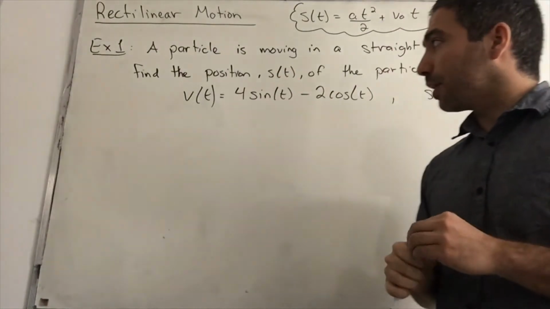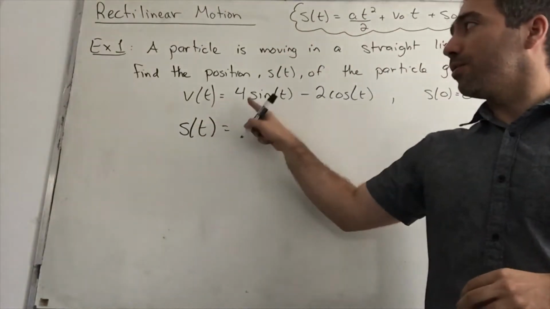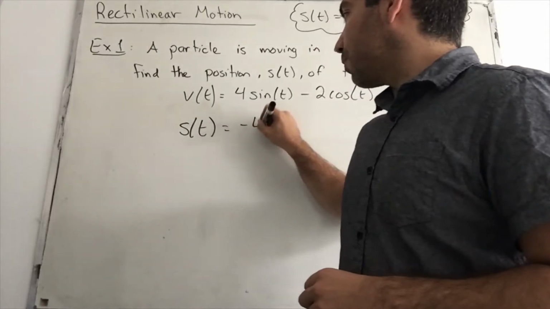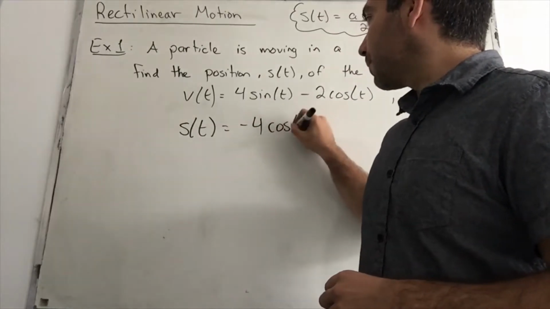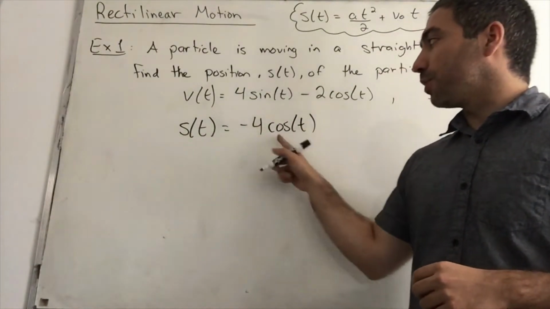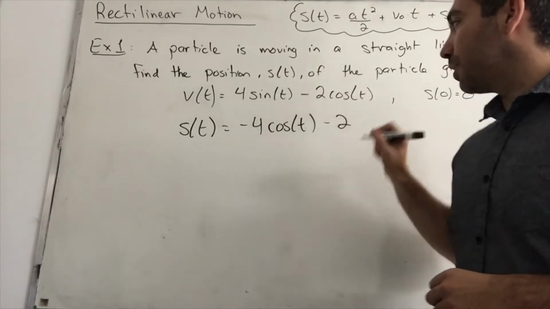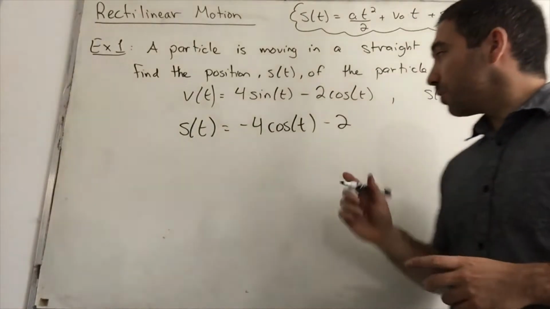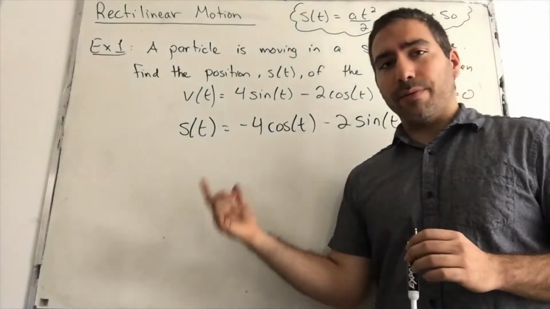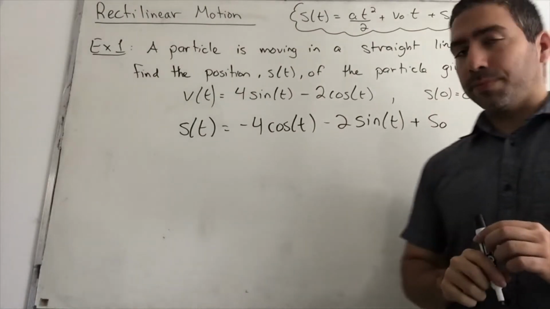So let's go ahead and do that. We know the antiderivative of the velocity is the position function, so we're going to antiderive. The antiderivative of 4 sine t is negative 4 cos t. The derivative of sine is cos, but the antiderivative of sine is negative cos. So be careful with your signs. And for the antiderivative of cos, 2 is a constant, so we can just sit in the front. The antiderivative of cos is sine of t. Okay, and since we're antideriving, we have to add a constant. We'll call it s0. Okay.